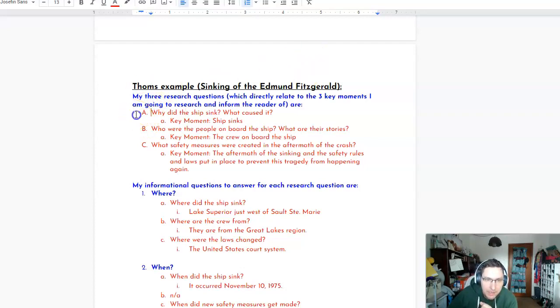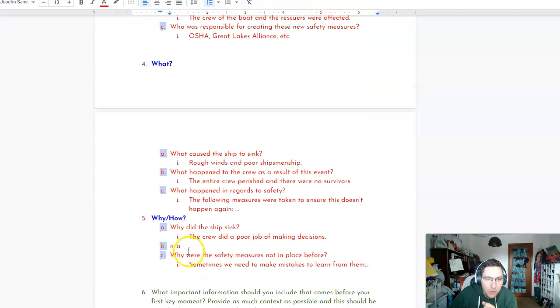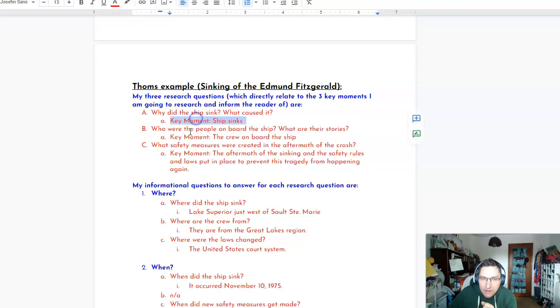Now I want you to keep this in mind, that every time you see this letter A, all the A's for where, when, who, etc., what, why, how, they're all going to be related to that A. All the B's will be related to the second key moment. So, okay, just focus on one. I'm not going to go over them all right now, but all right, I've got one. So, the ship sinking, that's my key moment. So what's the major research question I want to ask? What is so important that I need to cover this? Why is this key moment more important than many other things that happened? Well, of course, it's because the ship sinks.